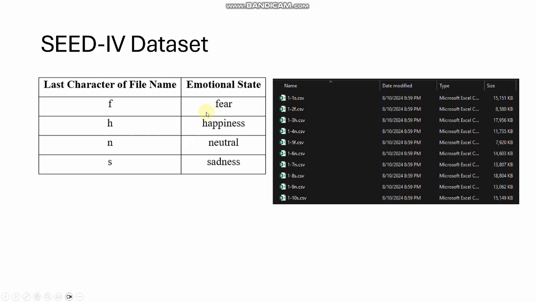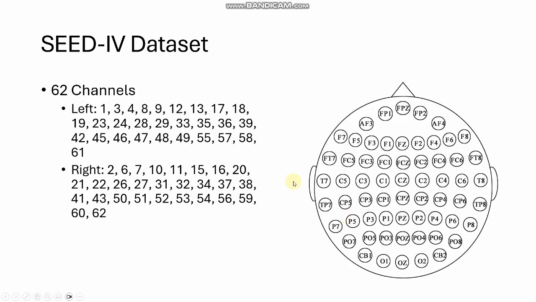The SEED-IV dataset follows a naming convention where the last character of the file name reflects the emotional state. For example, for 1-1s, it reflects sadness data. The dataset contains 62 channels, and the use case of this project is such that it is only interested in the left and the right data, but not the middle data.